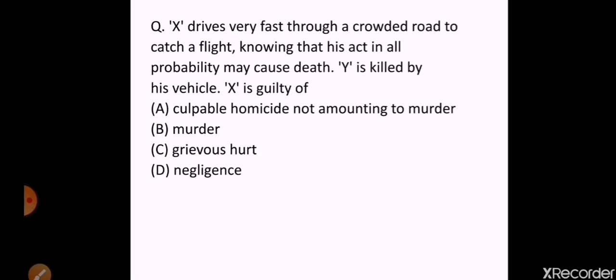X drives very fast through a crowded road to catch a flight, knowing that his act in all probability may cause death. Y is killed by his vehicle. X is guilty of: A: culpable homicide not amounting to murder. B: murder. C: grievous hurt. D: negligence. So the correct answer is option B, that is murder. And this was asked in the MP judiciary and Chhattisgarh judiciary.